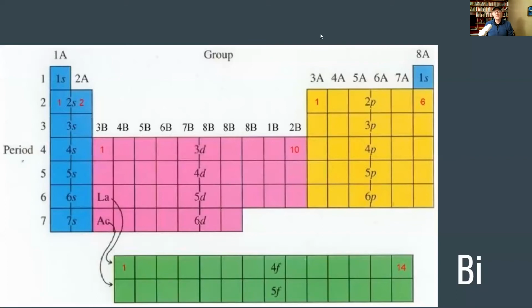Now, I would recommend that you take a moment and copy that into your notes, or at least a rough sketch of it, so you have a good format in your brain of how it's going to work when you look at the periodic table.